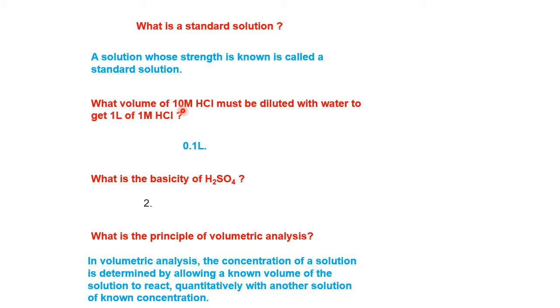Next, what volume of 10 M HCl must be diluted with water to get 1 liter of 1 M HCl? It was 10 M. Now we are converting to 1 M. So 10 M to 1 M is divided by 10. 10 M divided by 10 gives 1 M. When I am dividing 10 by 10, at the same time I have to divide 1 by 10. So that gives you 1 by 10 equal to 0.1 liter. So 0.1 liter volume of 10 M HCl must be diluted with water to get 1 liter of 1 M HCl.